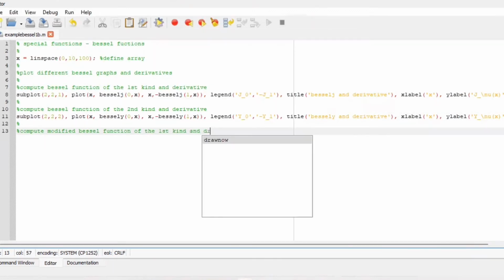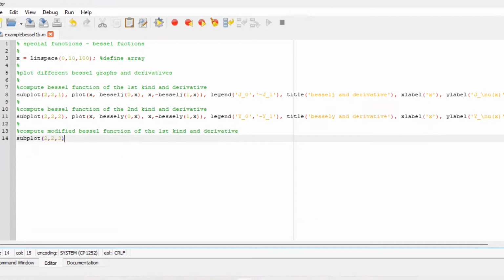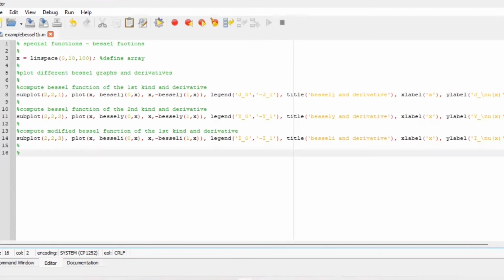Let's do the Besselj function modified for the first kind. Subplot 2 rows, 2 columns, third position. Plot Besselj I, which is for the modified first kind, with an alpha of 0. Its derivative by including the negative sign, and now we are at 1 since we are looking at the derivative of the first kind modified. Include your legend, title your graph, x label, and y label, also the grid on.